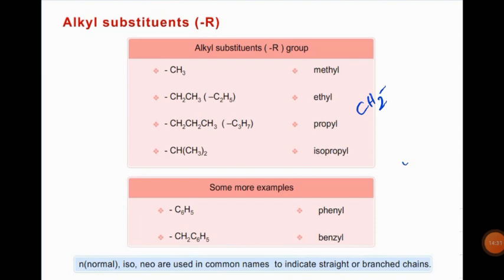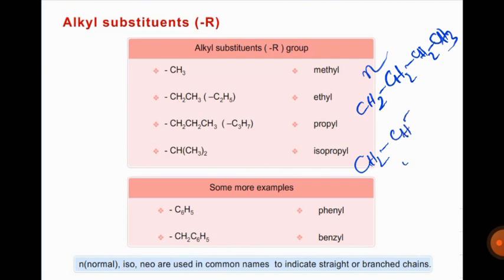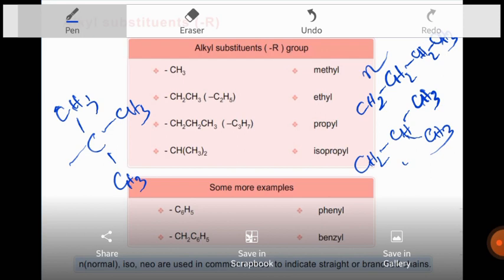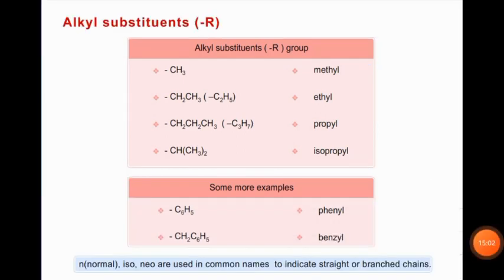So it could be like this: CH2, CH2, CH2, CH3. This is normal. This is CH2. This is isobutyl. If it is like this, CH3, CH3, CH3, this is neobutyl. That's how it will be named.